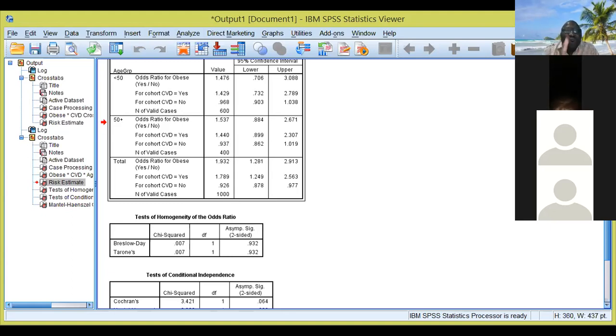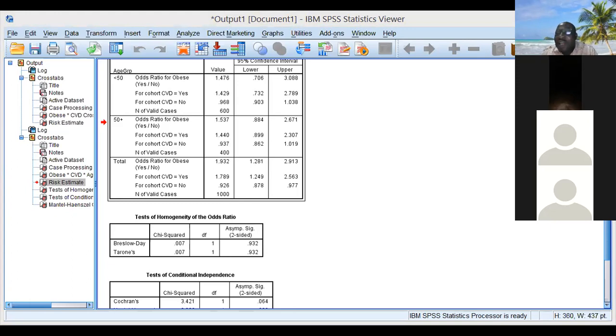Number one, we first of all look at the odds ratio for each stratum. The total odds ratio is still there. I said the less than 50 and the more than 50. The total is 1.93 and is significant. It gives the impression that obesity is a factor. The people that are obese are almost 2 times more likely to have cardiovascular disease than the people that are not obese.